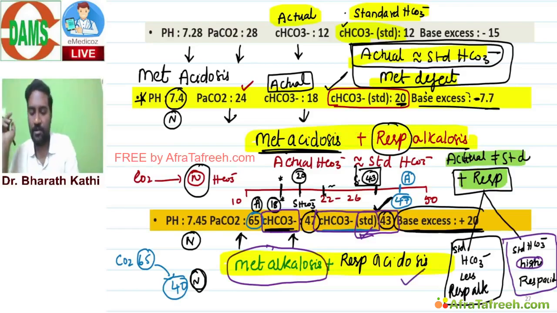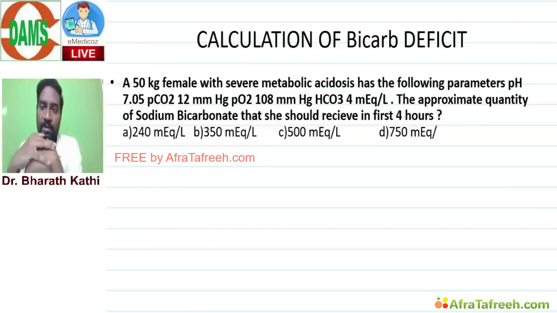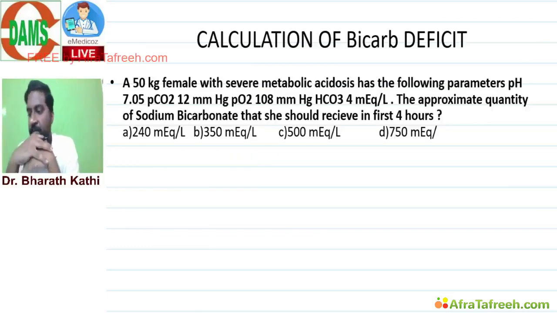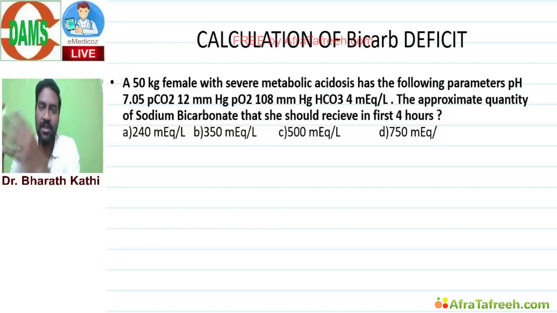Coming to calculation of bicarbonate deficit, there will be a few scenarios of extreme acidosis where you may need to give bicarbonate. Suppose in DKA the pH is very low, less than 7.1, the patient is having severe dehydration and is very tachypneic. You think all these are due to some severe metabolic acidosis. In those conditions, you might replace bicarbonate. How to calculate how much bicarbonate should be replaced, with the help of a question.